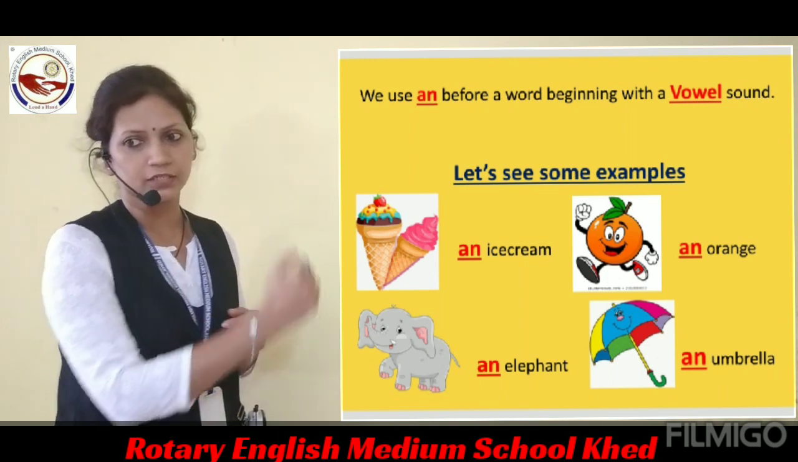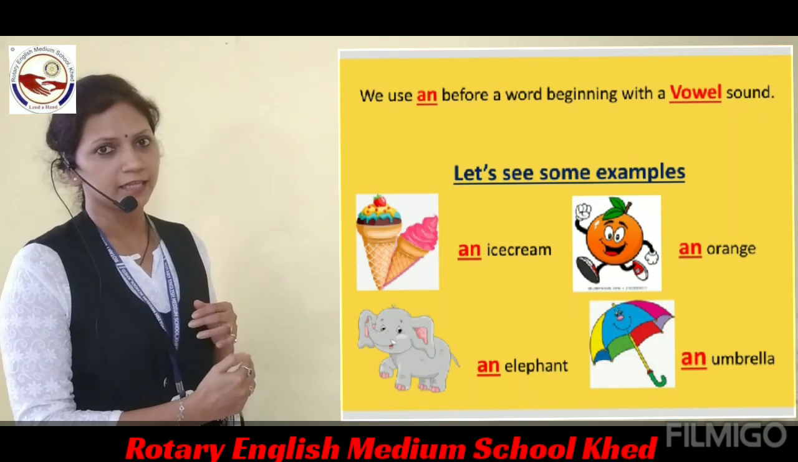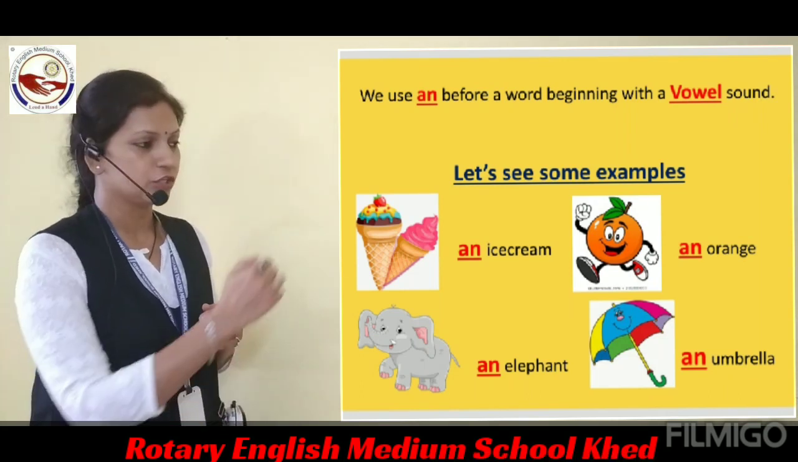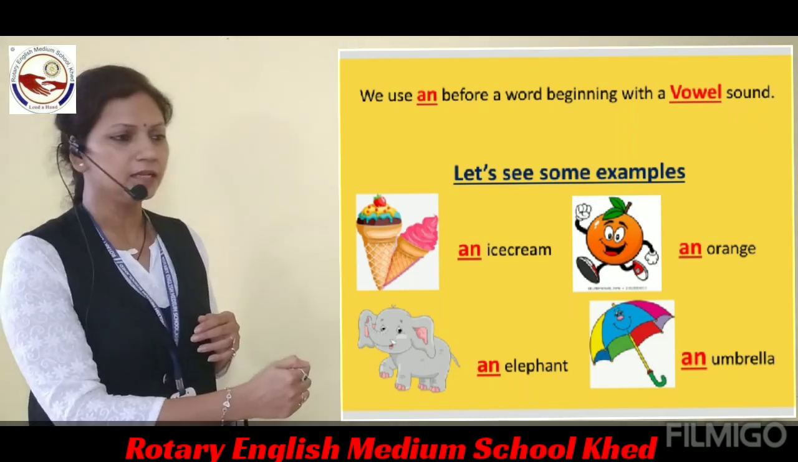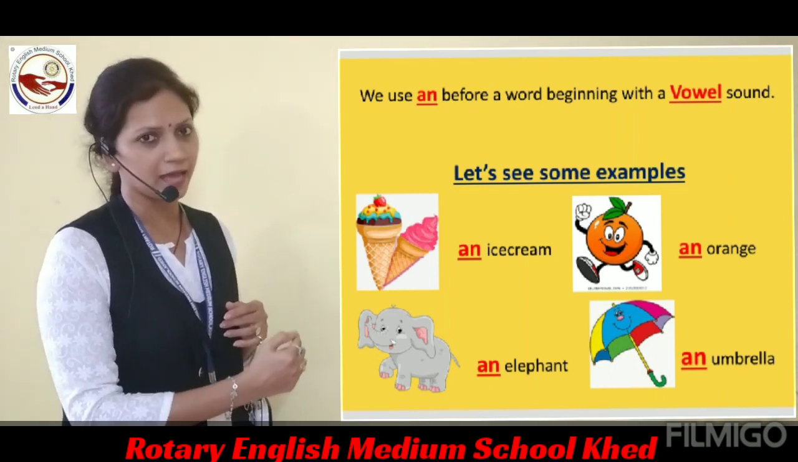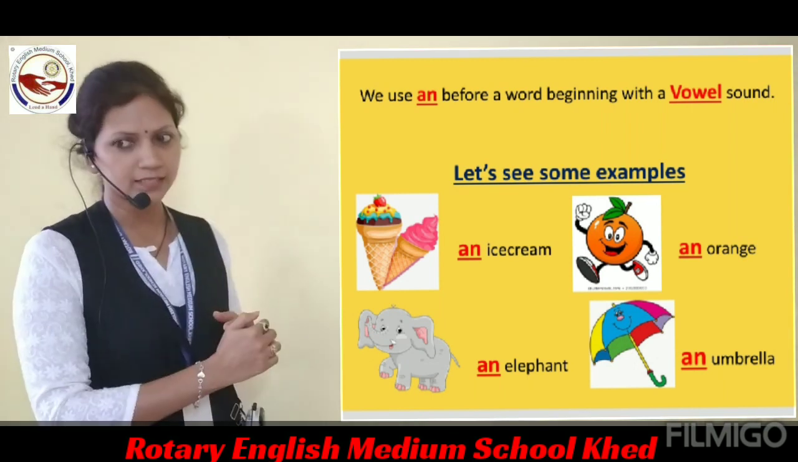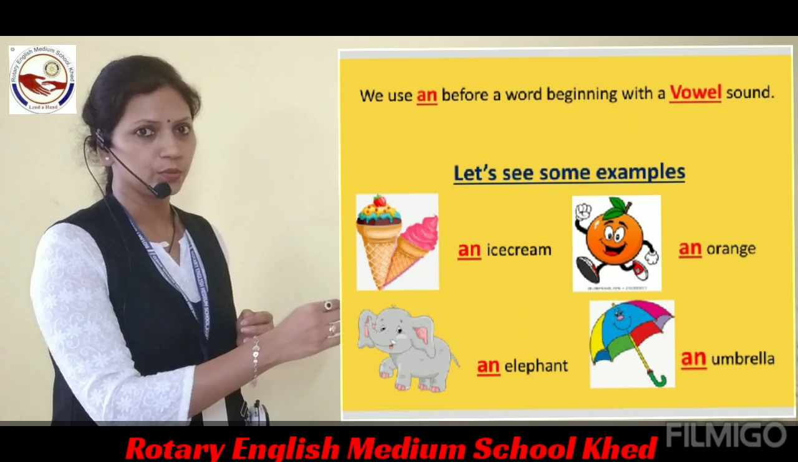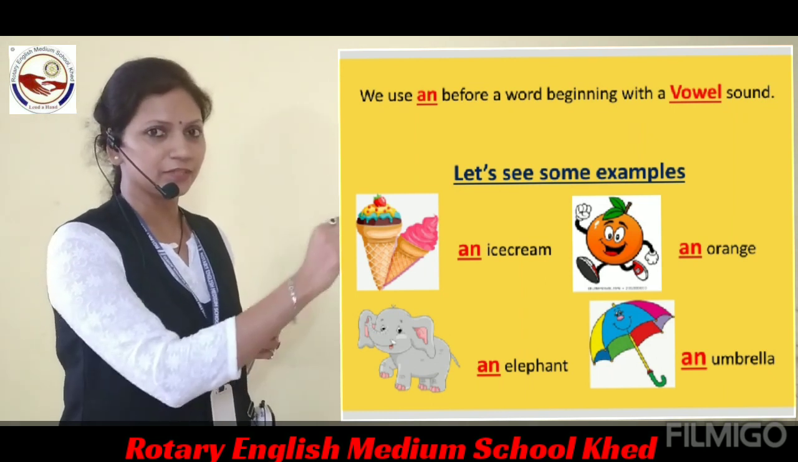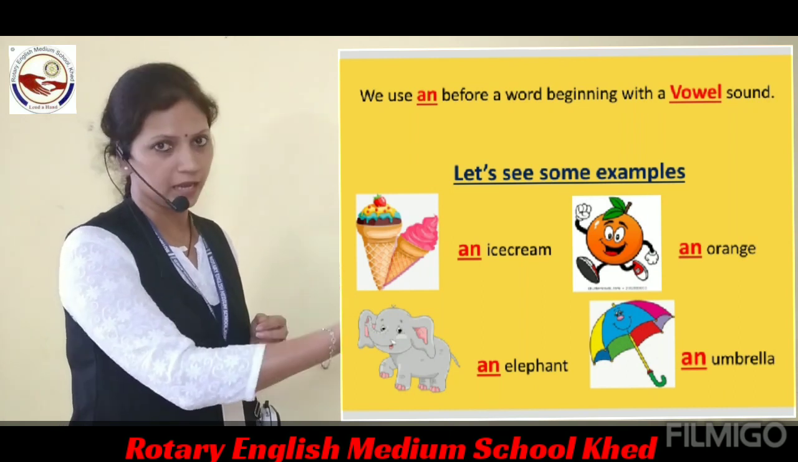Next word is elephant. E is also a vowel, so here also I use an: an elephant. And the last word is umbrella. Umbrella starts with U, so I used an umbrella.